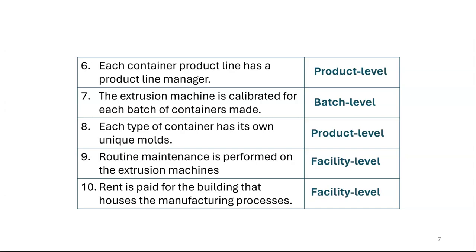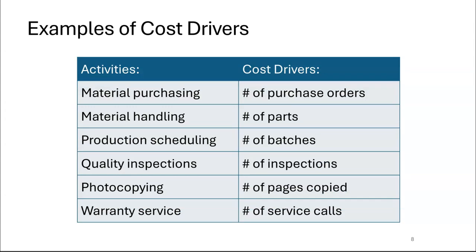Now let's look at some actual cost drivers that we might use. Now here's the thing. You don't want too many of these because you've got to keep track of them. So usually 5 to 7 at the most. Now, material purchasing, that activity we might want to track based on number of purchase orders. Material handling, number of parts. Production schedule, number of batches. Quality inspections, number of inspections. Photocopying, number of pages. And warranty services, number of service calls.